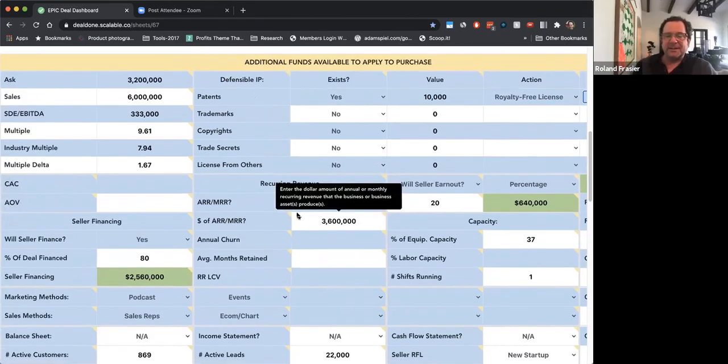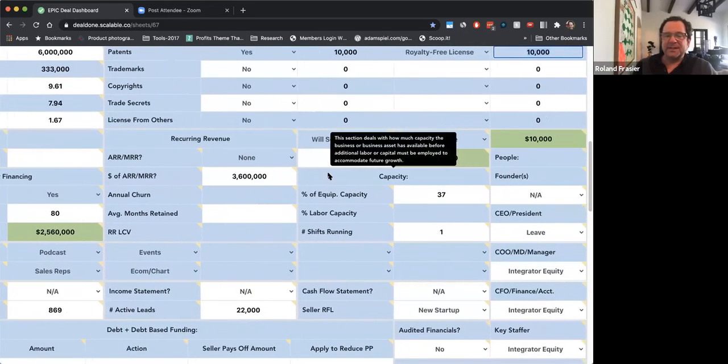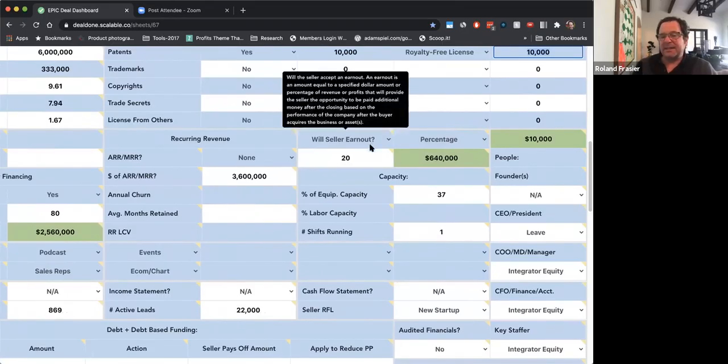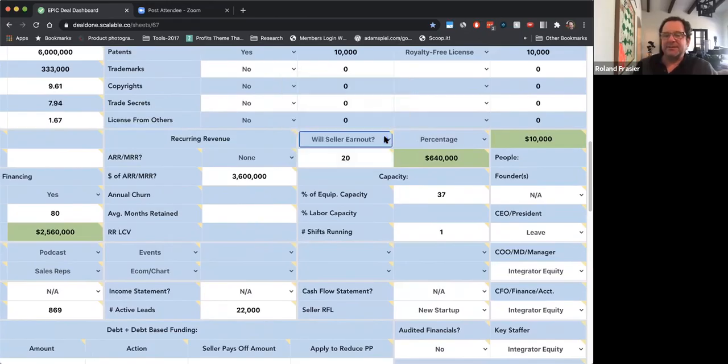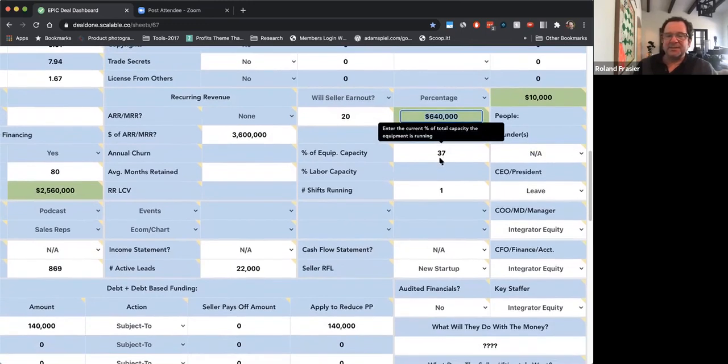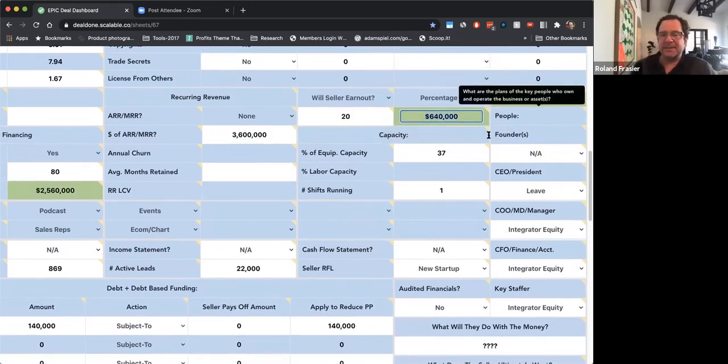Then I'm going to look at the recurring revenue we talked about. Will the seller do an earnout? I'm going to say yes, the seller will do an earnout here. It's based on a percentage, and I'm going to argue for a 20% earnout. The software calculates that to be 640,000. So that's what I'm looking at for the earnout. You'll see how all this stacks up in a minute.